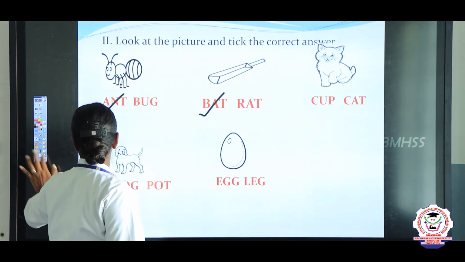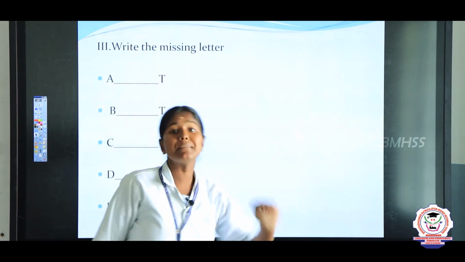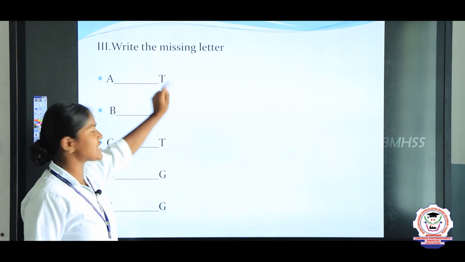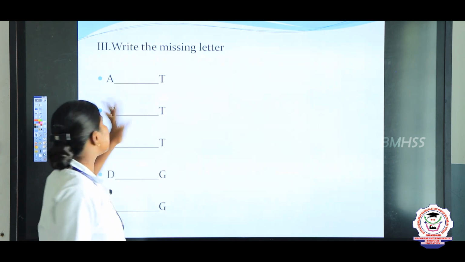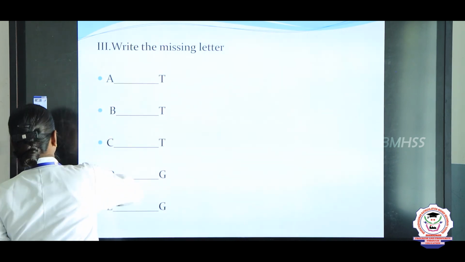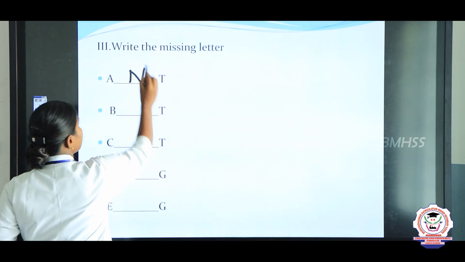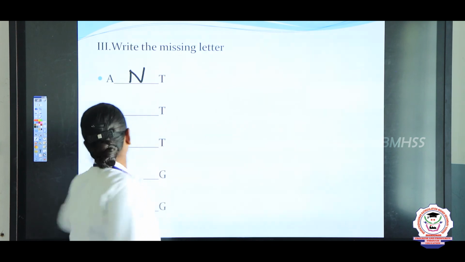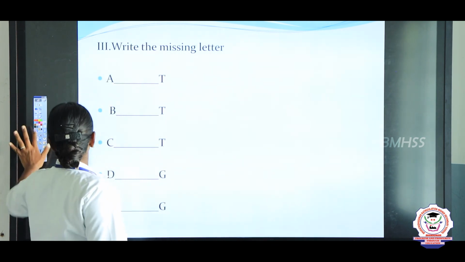Then the next Roman is, you are going to write the missing letters for the following words. A dash T. What letter will come in between? Yes, it is N. A, N, T. And so you formed a new word. Like this you are going to write for the rest.